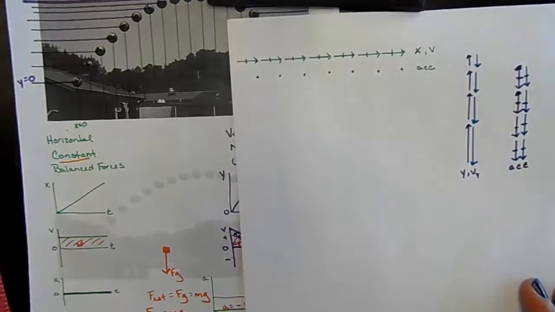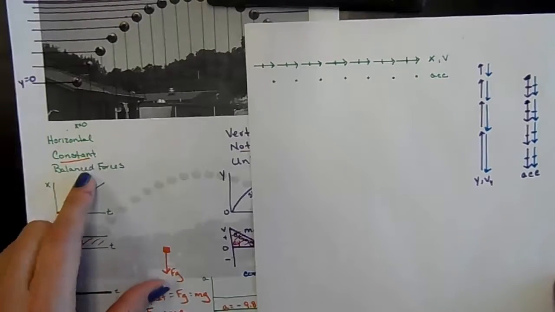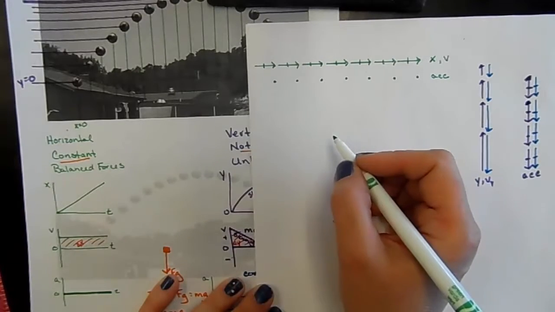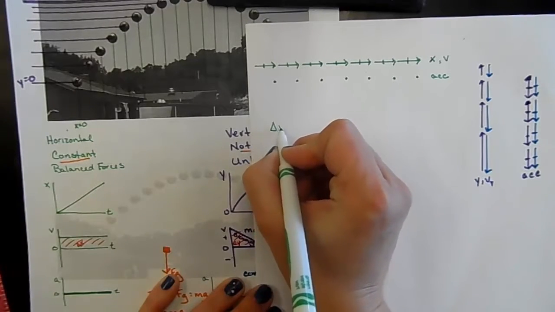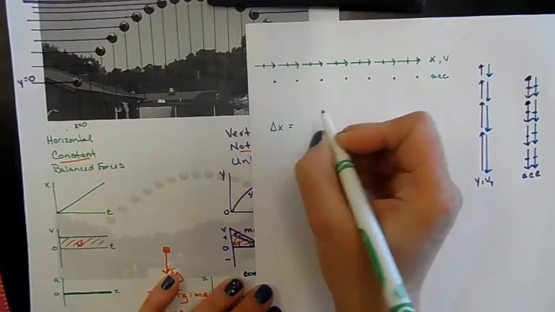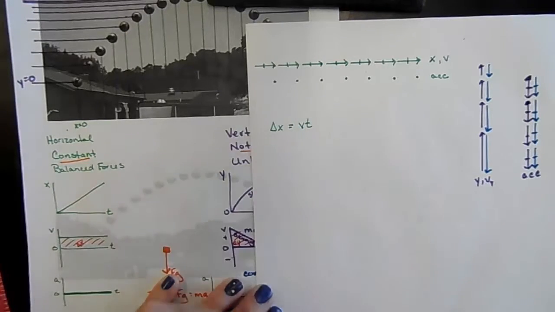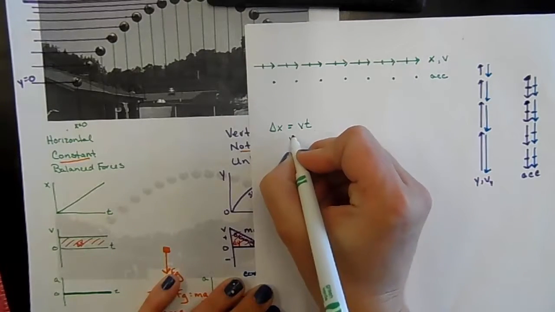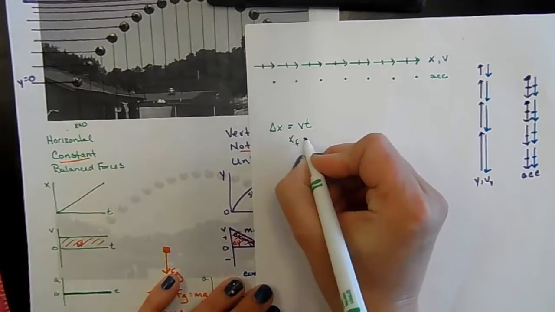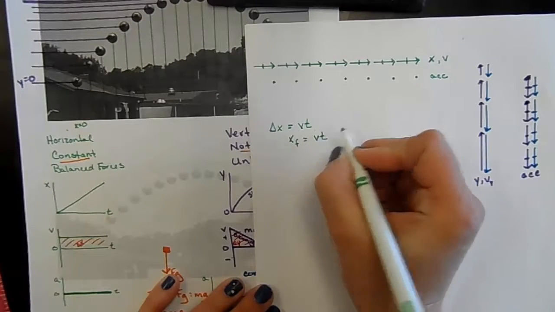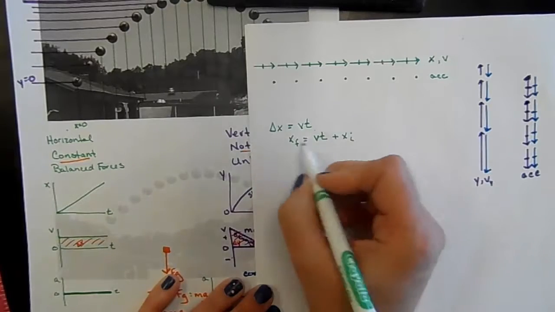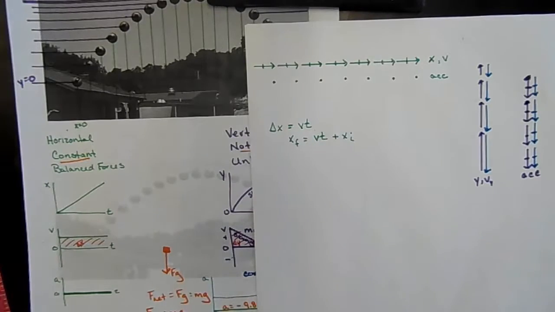So if we look at this mathematically, in the horizontal direction, we have a constant motion. So really only the equation that we need here, our change in position is equal to our velocity times our time. That's how we describe a constant motion. Now remember, we can write that as final position is equal to velocity times time plus initial position. Those are the same things. We just kind of rearranged that delta x there.